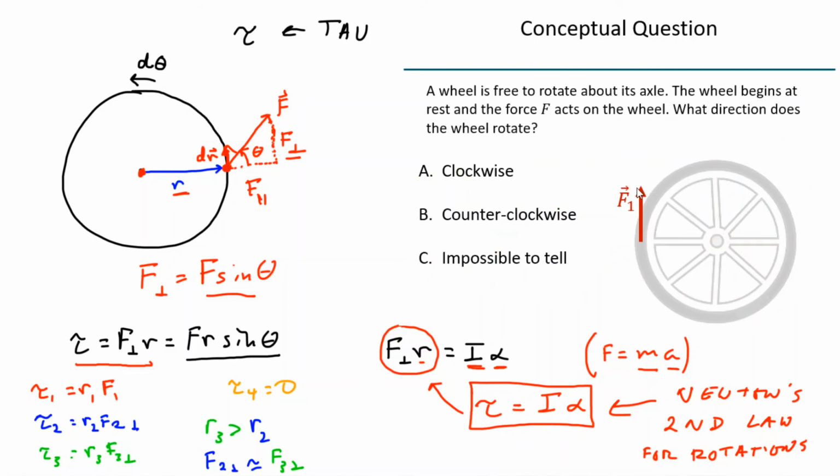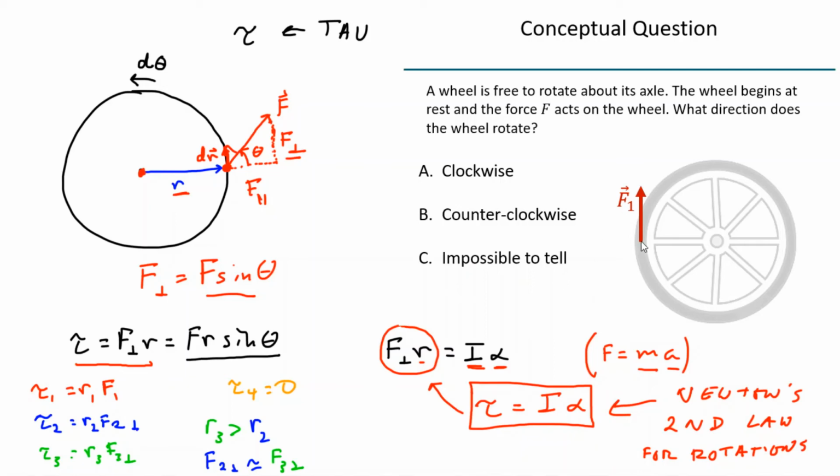Okay, here's another question. A wheel is free to rotate about its axle. The wheel begins at rest and a force F acts on the wheel. What direction does the wheel rotate? So we apply this force F1 from the previous question. Does it rotate clockwise, counterclockwise, or is it impossible to tell? Pause the video, think about it, come back when you have an answer.